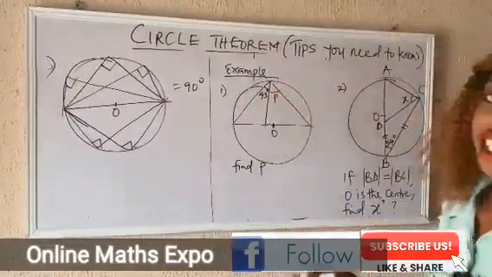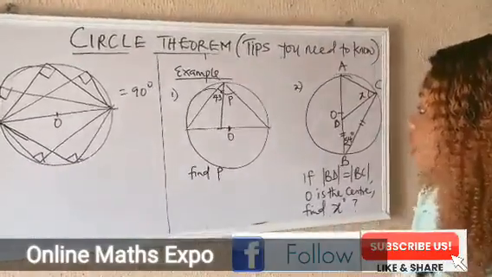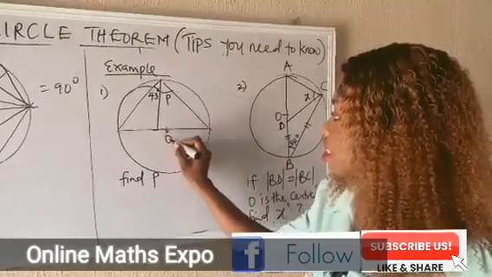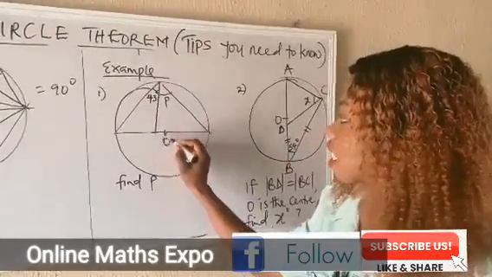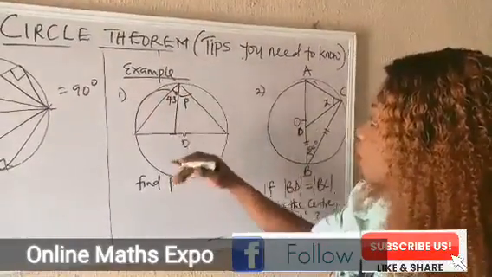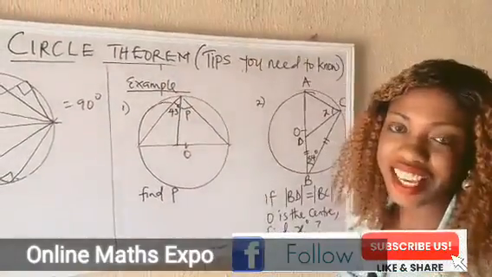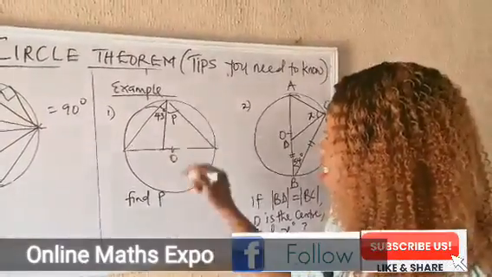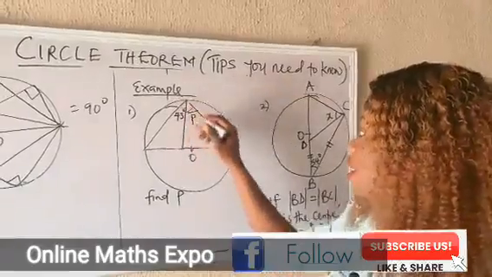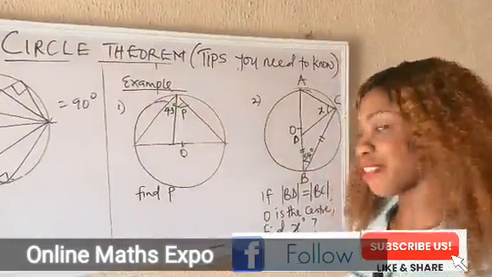Okay, let's look at this example. We are asked to find P. This is our circle. Remember, this is the center O. So if this is the center, this is our diameter, so this is the semicircle. And you know that angle on a semicircle is 90 degrees. So what it means is that the total angle here is 90. So if the total angle here is 90, what do you think should be the value of P?